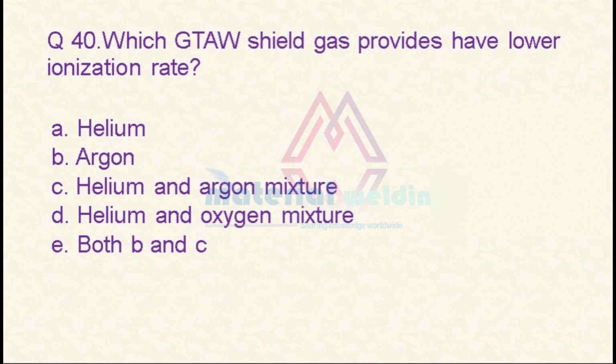Question 40. Which GTAW shield gas has a lower ionization rate? A. Helium. B. Argon. C. Helium and argon mixture. D. Helium and oxygen mixture. E. Both B and C.